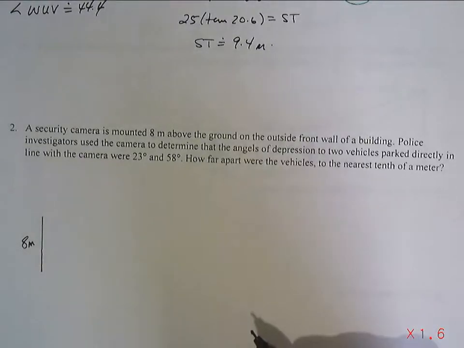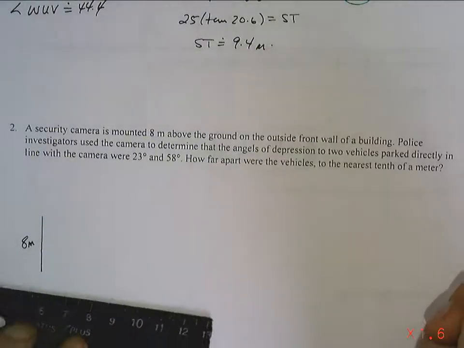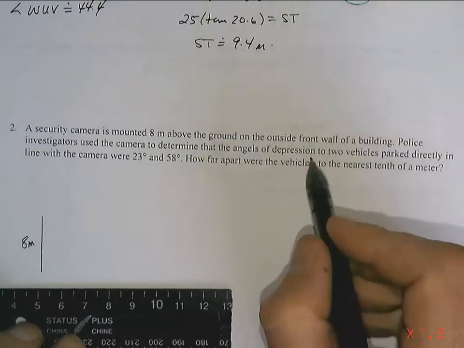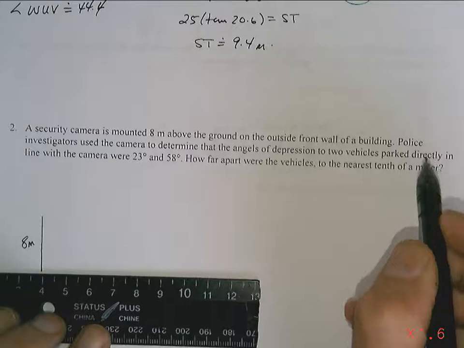8 meters above the ground. It's outside a front wall of a building. Police investigators are using the camera to determine the angles of depression of 2 vehicles parked directly in line with the camera. Okay, so here's my ground, right?